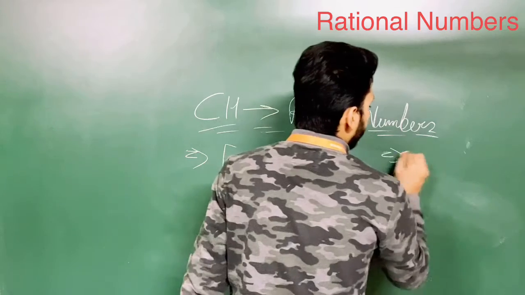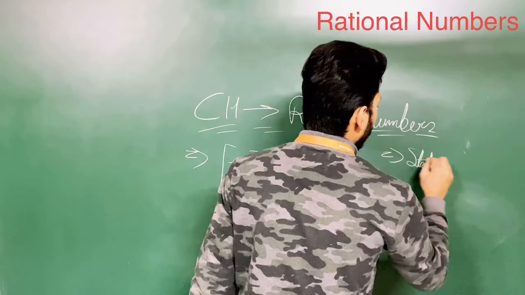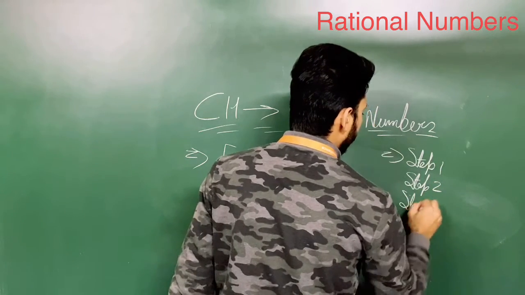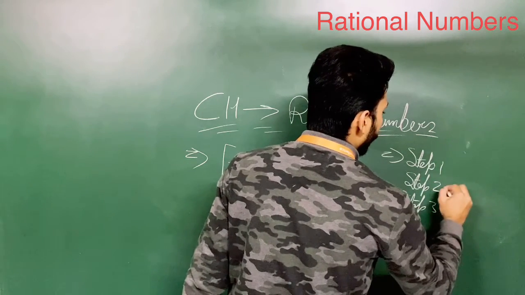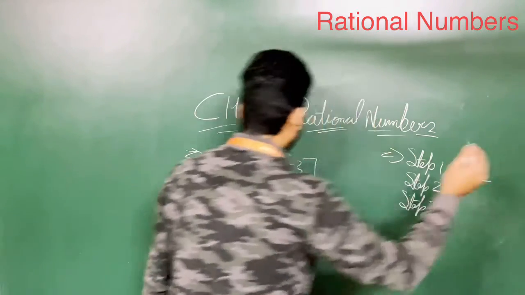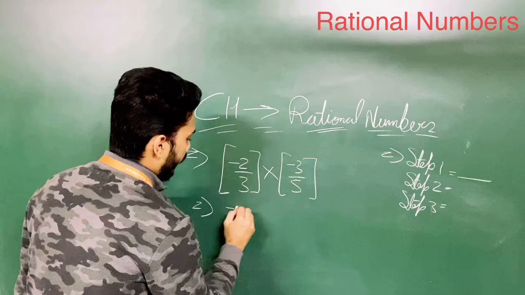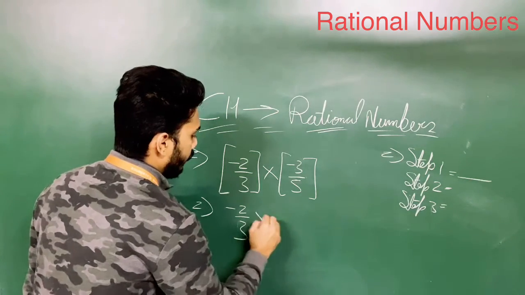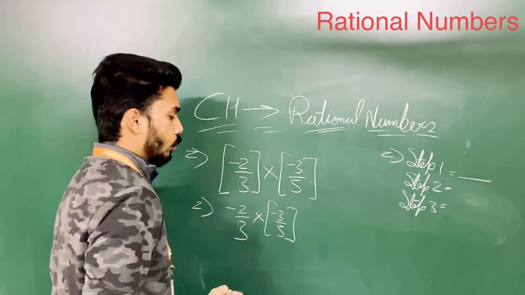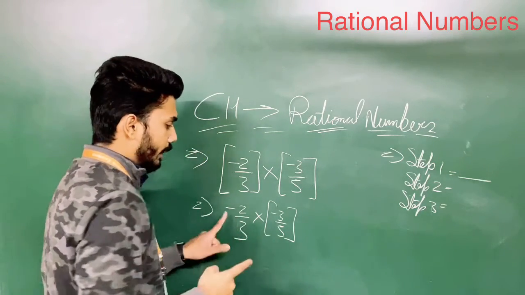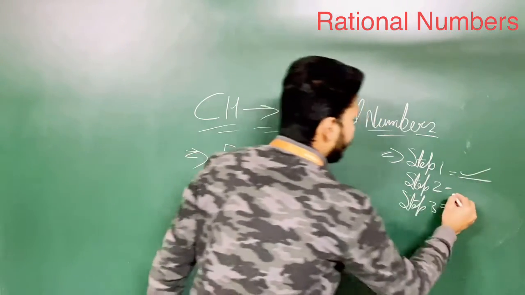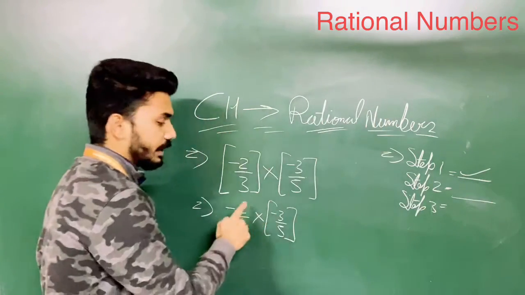So I have discussed the 3 steps over there. Step 1, step 2 and step 3. In the first step what you need to do, first of all open the brackets. If you open the brackets, you will get minus 2 by 3 multiplied by minus 3 by 5. In the second step you just need to do multiplication.